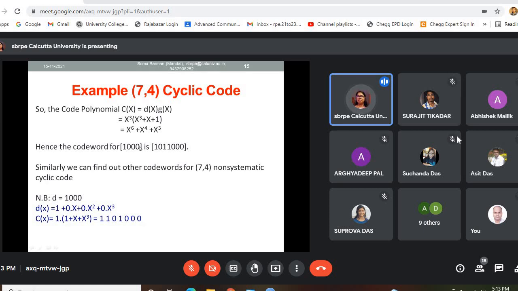Now you can also find out, as I have already mentioned, if I take that this is your LSB and this is the MSB, then for this case d_x will be 1. So 1 is multiplied with, I am just reversing, 1 plus x^2, because we are considering LSB on the left and the right is your MSB. Okay. And for that case the code is 1 1 0 1 0 0.